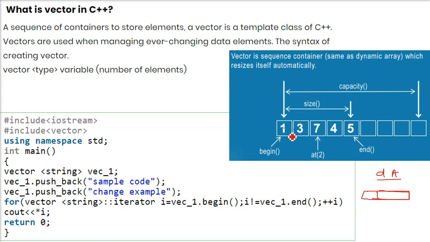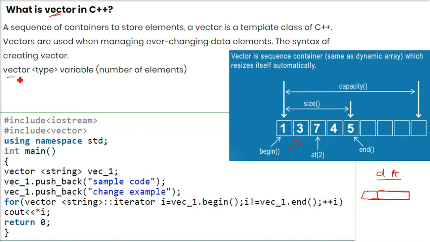Vectors are used when managing ever-changing data elements. That is, elements can be fewer, elements can be higher. So the syntax, how do we write it? Let me just tell you. Here you see, we have a begin and an end, and this end will always change. So how do we give this?